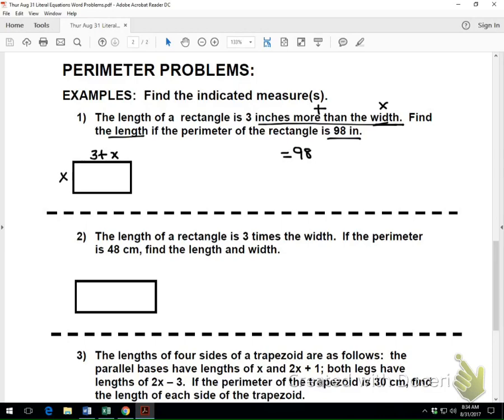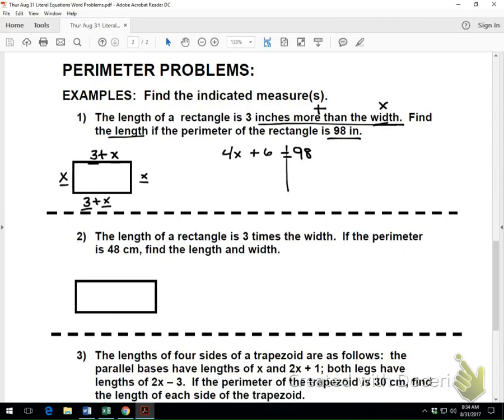So now we figure out perimeter. Now what I like to do is I like to label every side so that I can actually see everything. Now some people can see just 2 things and call it good. Not me. So now let's start adding up all our stuff. X plus x plus x plus x, 4x. And then 3 plus 3 is 6. So there we go. We have 4x plus 6 equals 98.